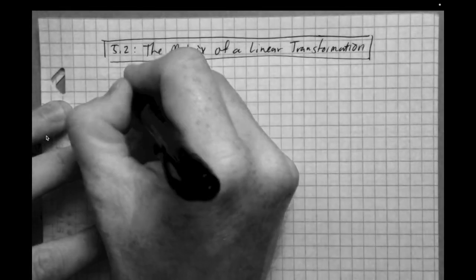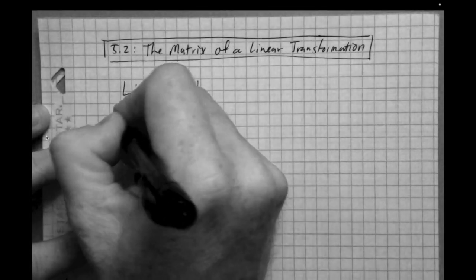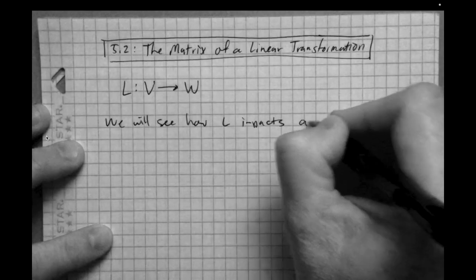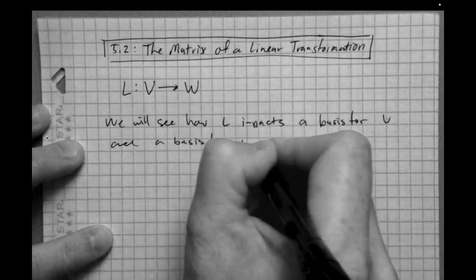So say I've got a linear transformation L from a vector space V into another vector space W, and I've got some basis for V. What we want to do is see what happens to the basis for V when I subject it to this linear transformation L. If we have an ordered basis for V and an ordered basis for W, in this section we're going to see how L can be encoded in a matrix, useful for examining these bases and their changes under L. So we will see how L impacts a basis for V and a basis for W.